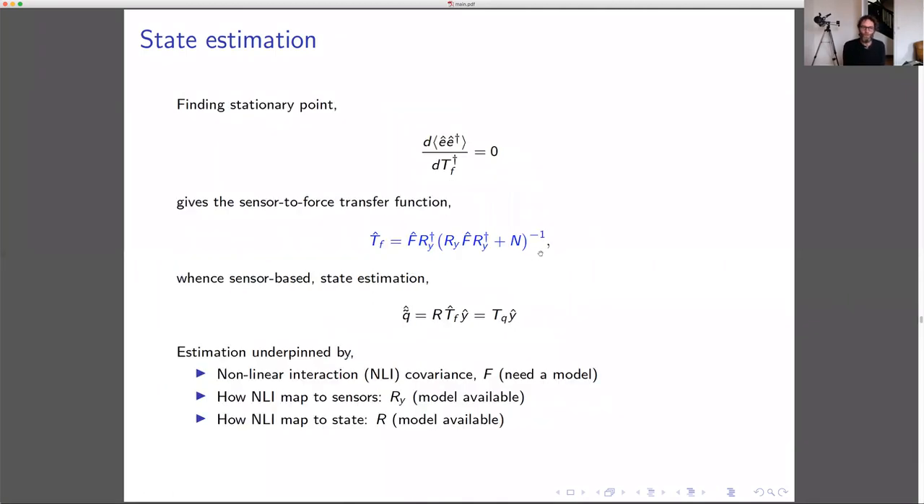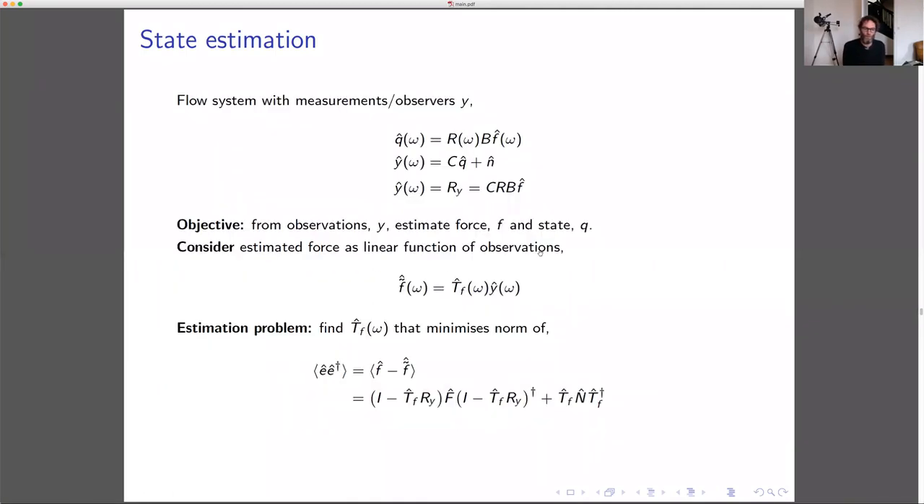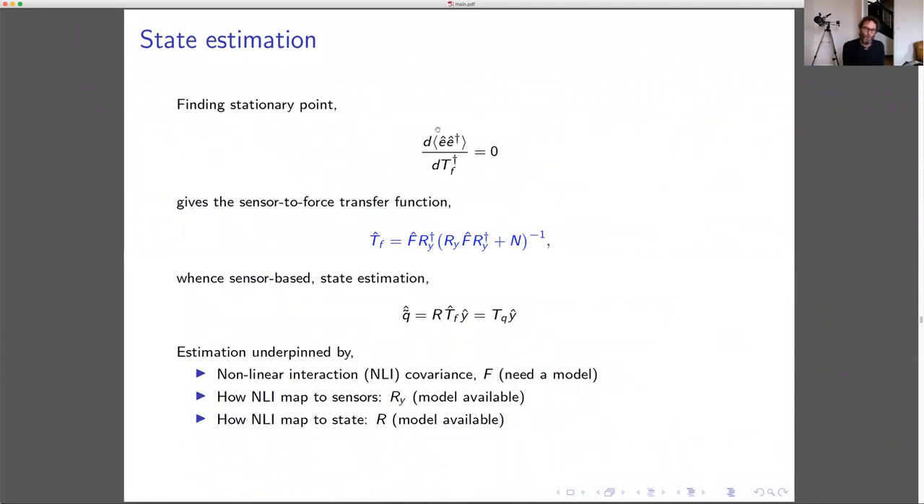And so in order to solve that problem, you look for a stationary point of this covariance matrix, and that basically allows you to find the transfer function TF. And this is the expression that you obtain. Again, this thing depends on the statistics of the forcing in F. It depends on the modified resolvent operator that you can compute, and it depends on the measurement noise. Once you've got a transfer function that maps from the measurements to the forcing, then you can map from that estimate of the forcing to the state. And so that allows you to identify this transfer function TQ. So we've got a transfer function which allows you to perform estimation either of state or of forcing.